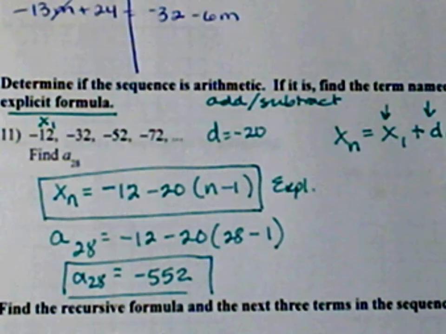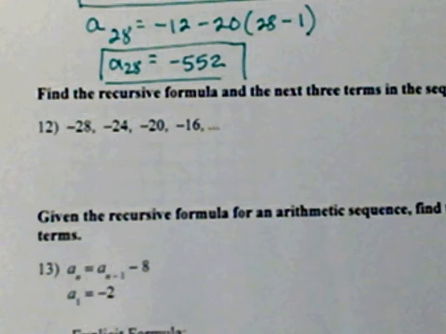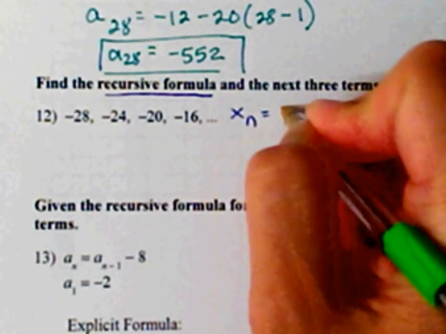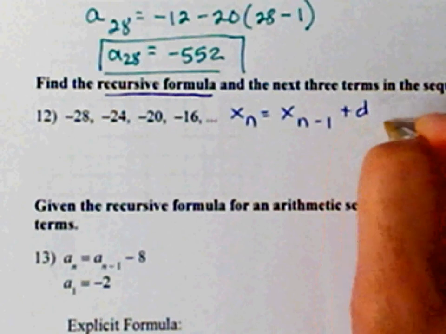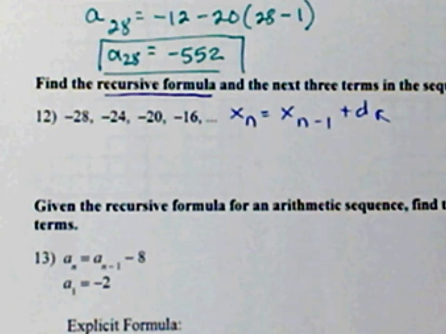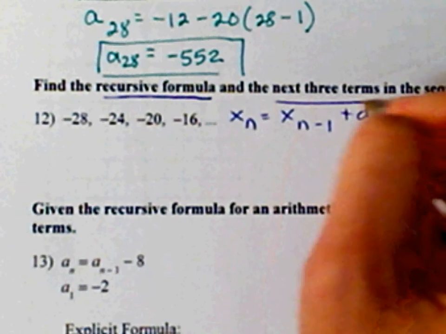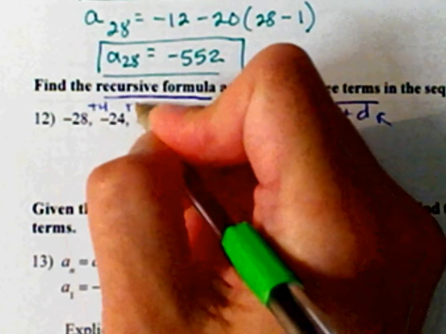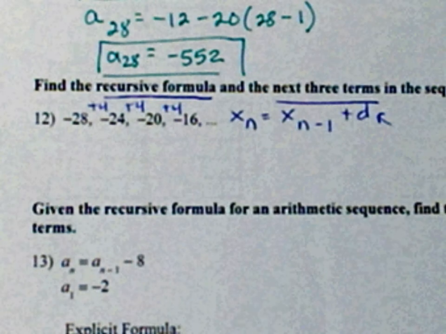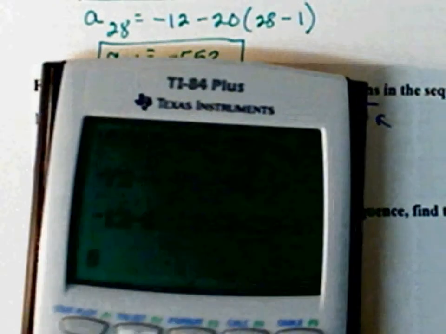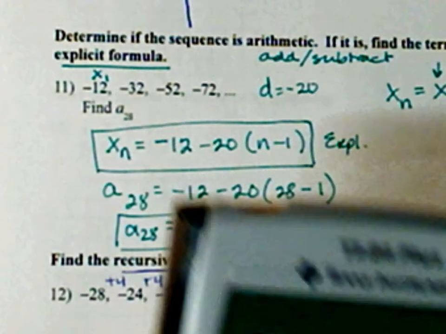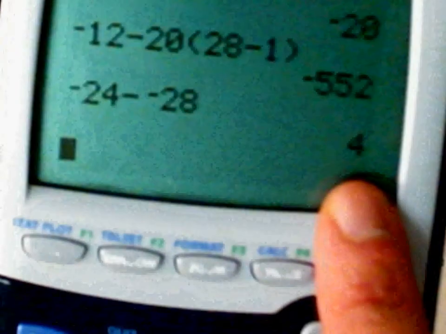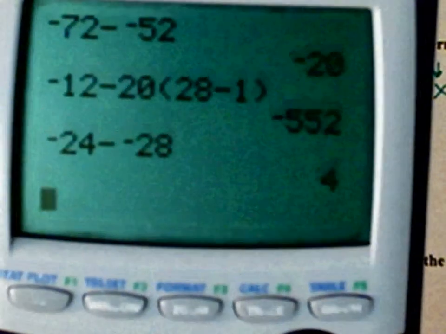Let's look at number 12. This time we're trying to find the recursive, and a recursive formula looks like this. And the only thing that changed is your d. Okay? So let's find the recursive formula and the next 3 terms. Well, let's take a look. Notice I am increasing by 4 every single time. And if you don't know that, you can just do what I just did earlier. Take your second term, which is negative 24 minus negative 28. So you're increasing by 4. Okay? Do it to the next one, and you'll see how that works.